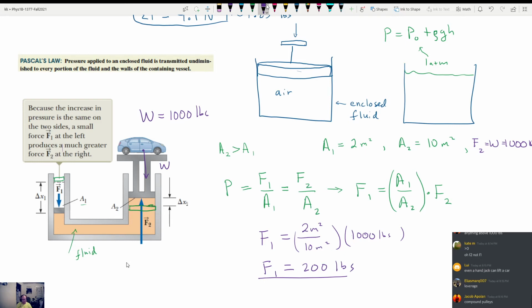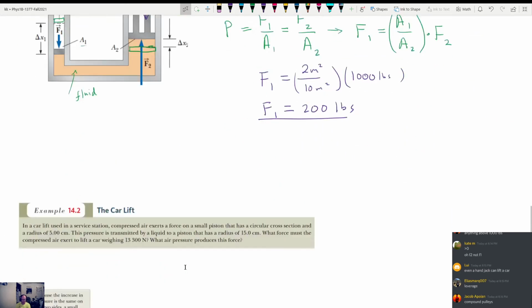So all of these are examples of simple machines, levers, pulleys, that can be used to give you a mechanical advantage. And this is an example of how you can use air pressure and a hydraulic fluid to do the exact same thing. Okay?